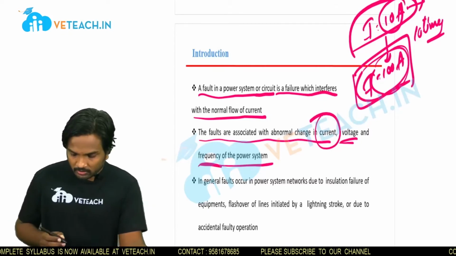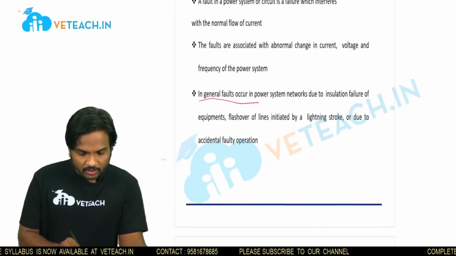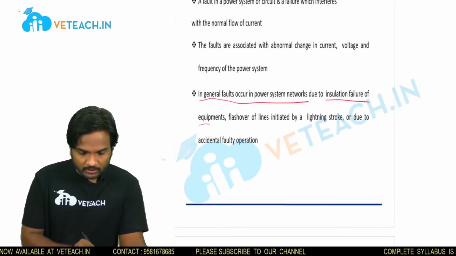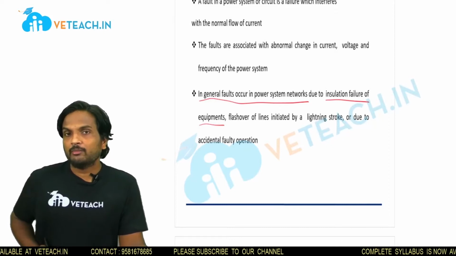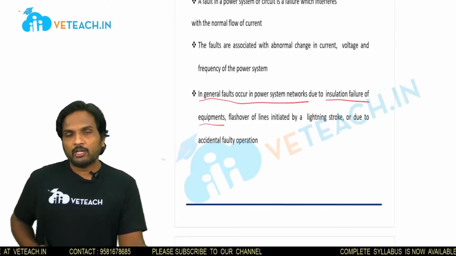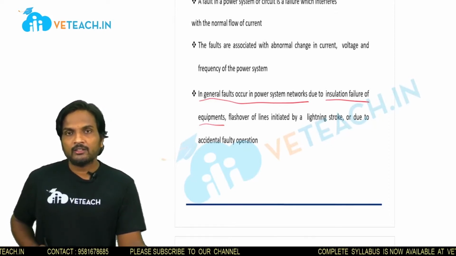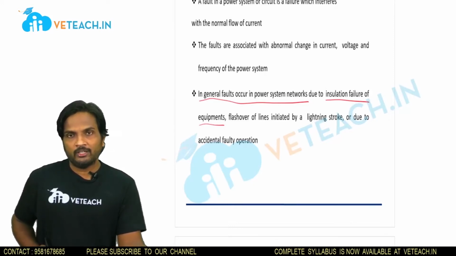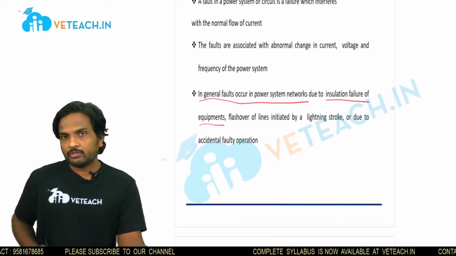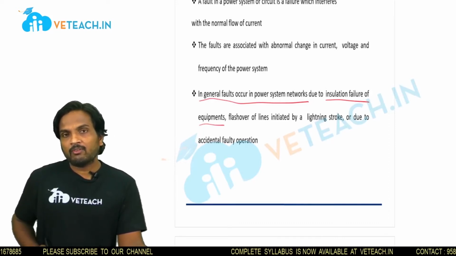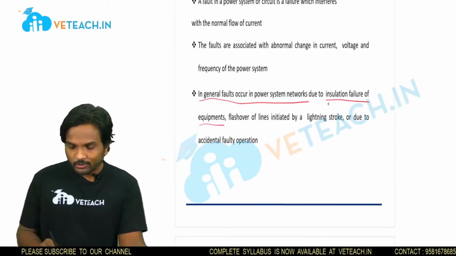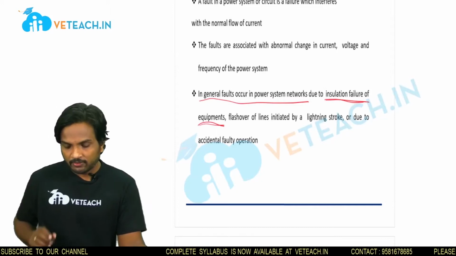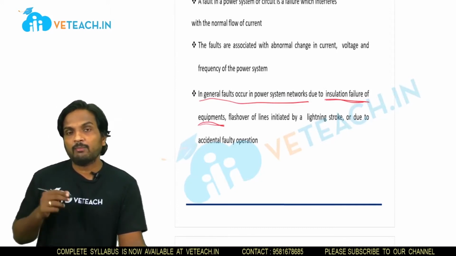Okay, and next one is, in general, faults occur in power system networks due to insulation failure of equipment. Generally in power systems we come across alternators, circuit breakers, relays and transmission lines, right? For each and every one we require insulation material. The first reason why a fault occurs in a power system is the insulation failure of equipment. That is the first cause of a fault in a power system.